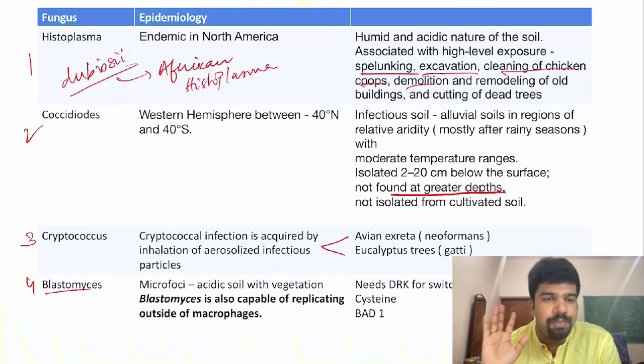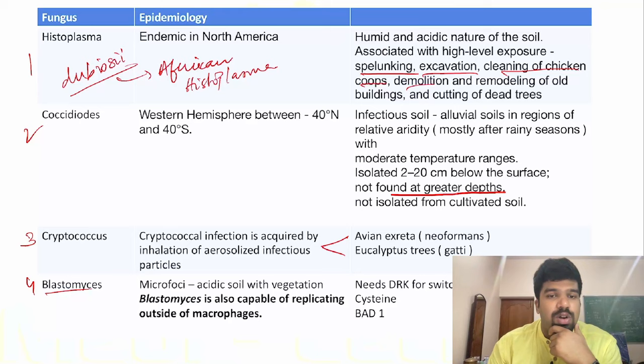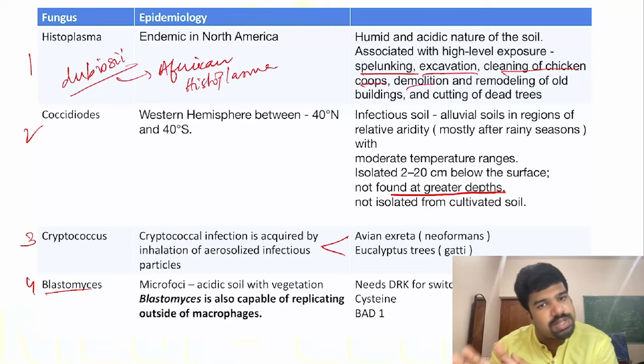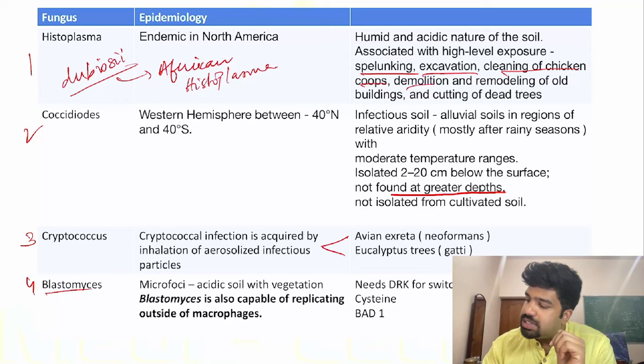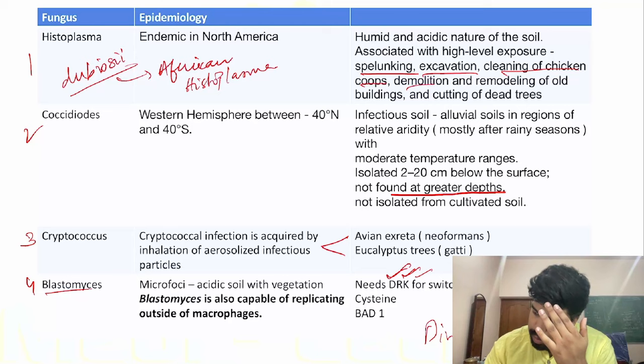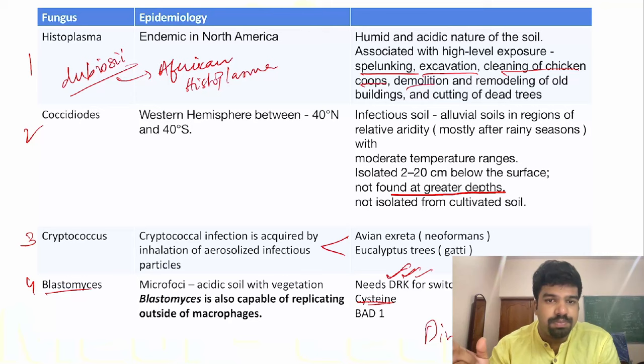Now, you should know the genetic basis of thermal dimorphism. Thermal dimorphism is when you can switch between mycelia at 25 degrees Celsius and yeast at 37 degrees Celsius. That is because of a histidine kinase present in blastomyces, given the name DRK. DRK stands for the dimorphism regulating kinase. It requires cysteine for it to switch between the two forms. And BAD1 is one of the most important virulence factors for blastomyces. So remember that BAD1, DRK, which is a histidine kinase, and cysteine are required for the virulence and thermal dimorphism of blastomyces. I'm going to recapitulate all of this in the further sessions.